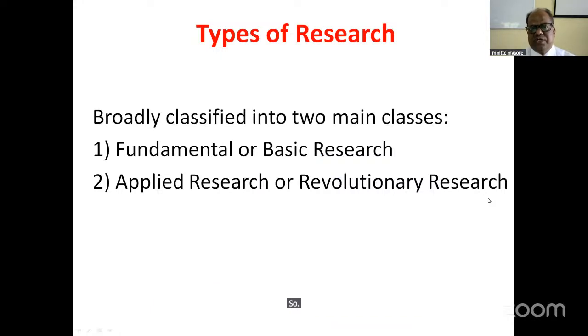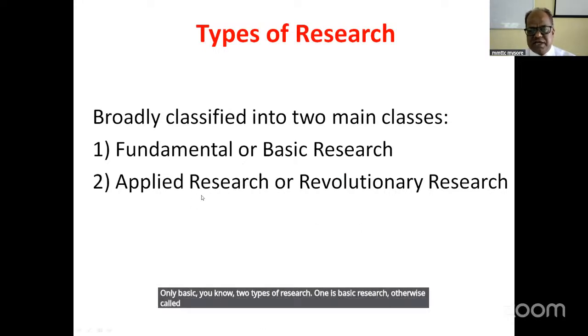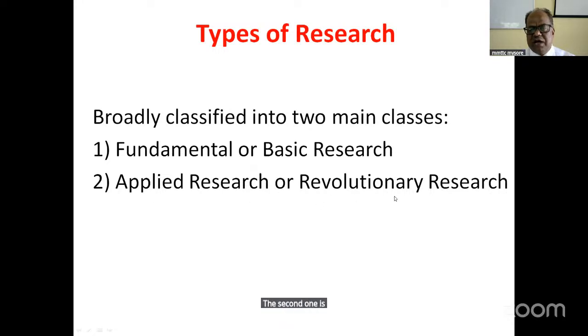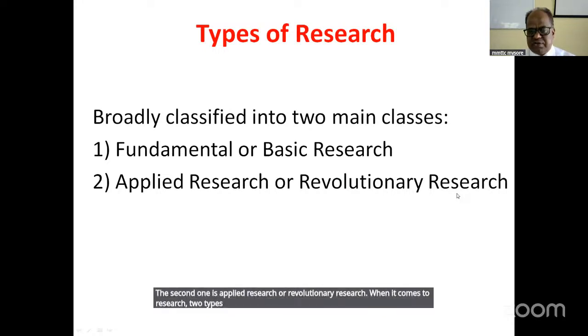So when it comes to research, there are two types of research. One is basic research, otherwise called fundamental research. The second one is applied research or revolutionary research. All research can be classified under two types: fundamental or basic, and applied or revolutionary research.